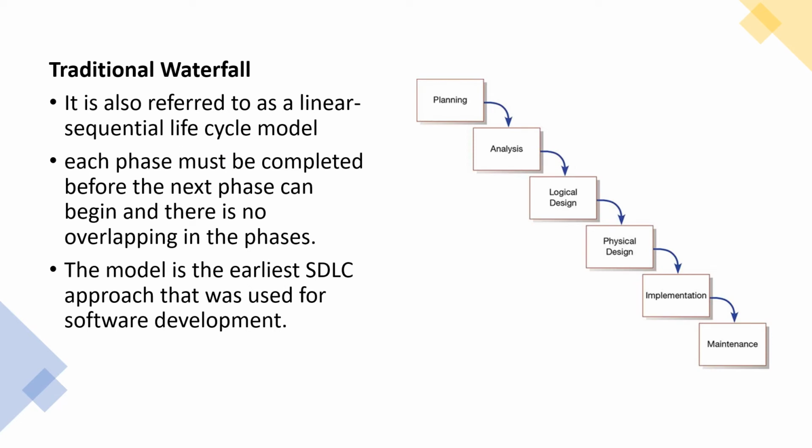Traditional waterfall model, also referred to as the linear sequential life cycle model. Each phase must be completed before the next phase can begin, and there is no overlapping in the phases. The model is the earliest of the SDLC approach that was used for the software development. So it means it is an approach to system development, SDLC. So it's one of the SDLC.